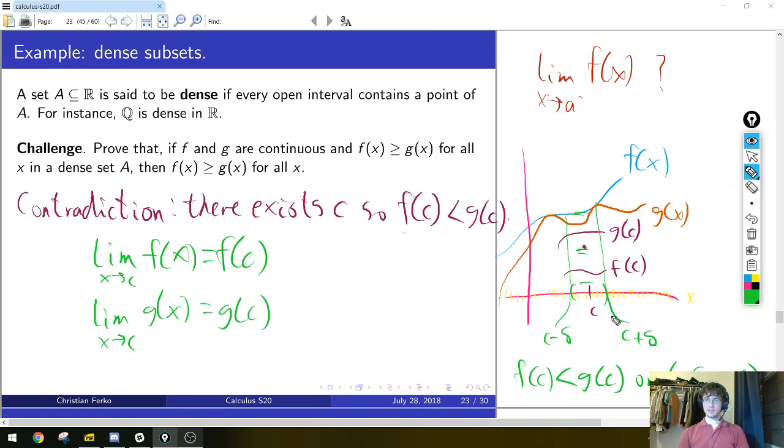Good. So why do we know that this is a contradiction once we know that this inequality holds on an open interval?